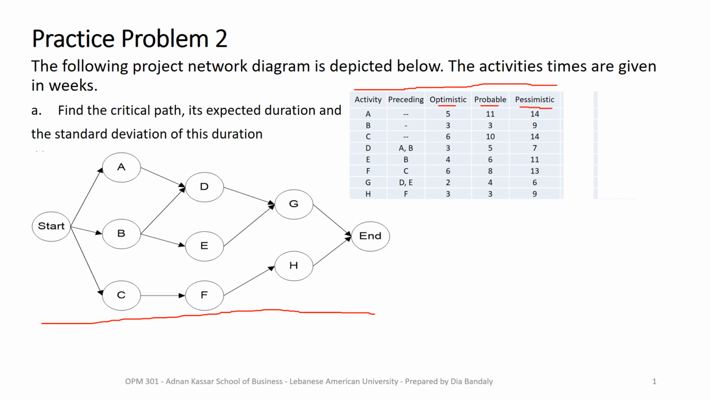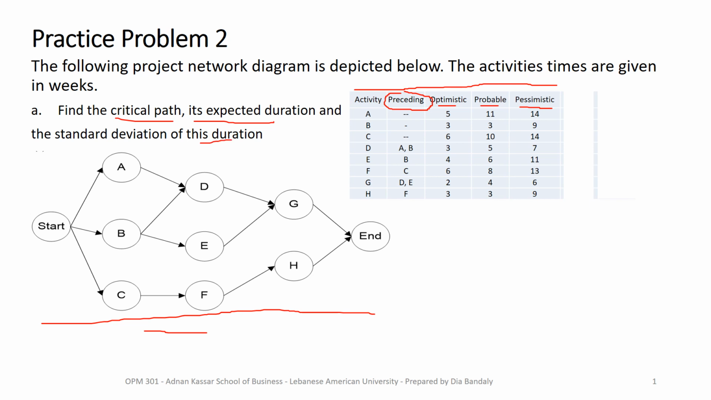Okay, and we are given also the precedence relationship, but obviously in this case we don't need it because the PND is already given to us. But if you want to practice on your own how to create this PND yourself, I strongly suggest you do it because you have the precedence relationship. Anyway, now the question is: find the critical path, find its expected duration, and the standard deviation of the duration of the critical path.